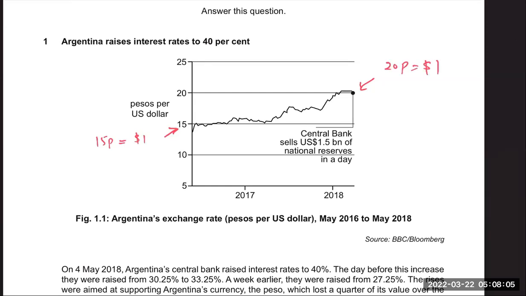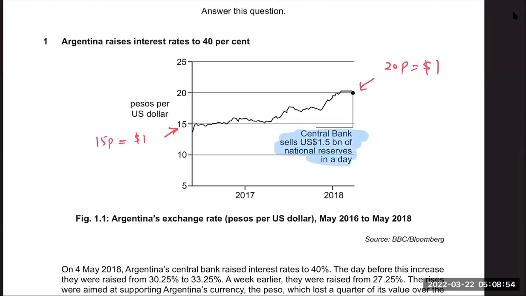So if I ask you guys, is peso becoming stronger or weaker? $1 was 15 pesos. Now $1 is 20 pesos. In other words, for every dollar you used to get 15 pesos worth of goods. Now for every dollar you get 20 pesos worth of goods, which means dollar is becoming stronger or peso is becoming weaker, right? So Neza is right, and other people are right, peso is becoming weaker.